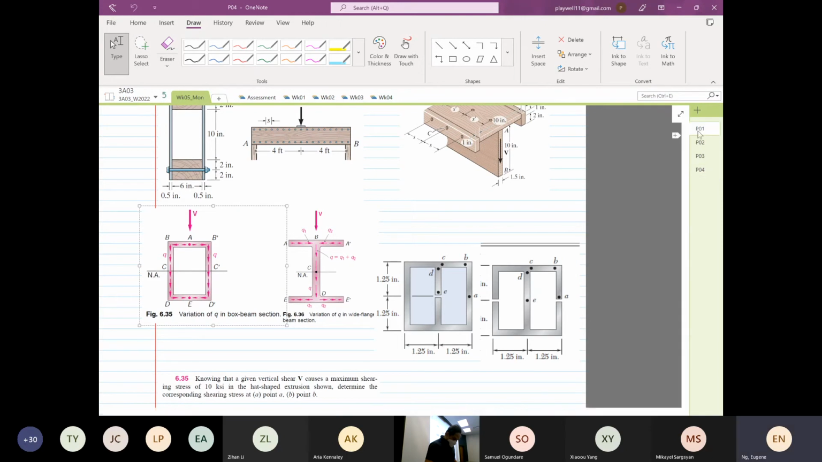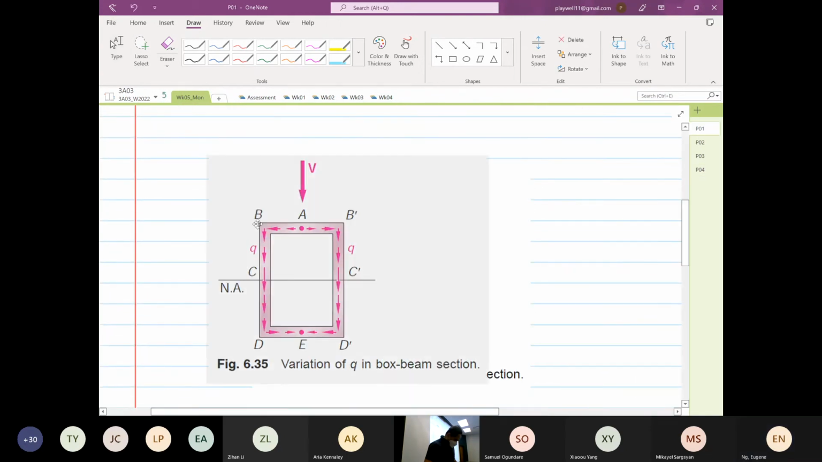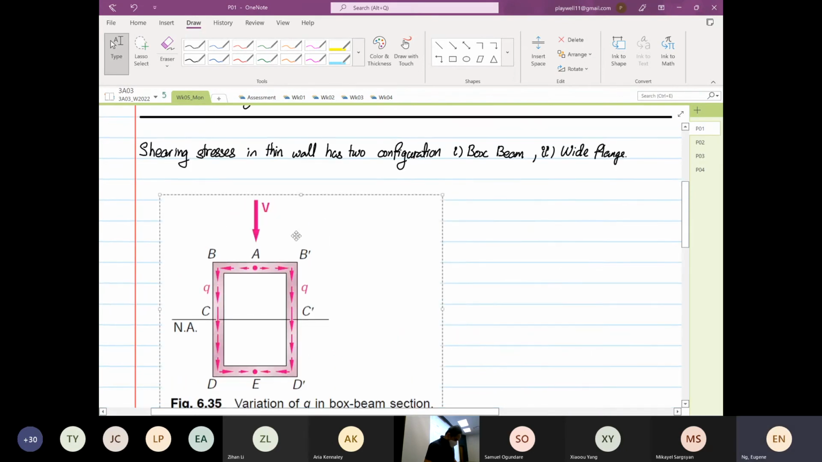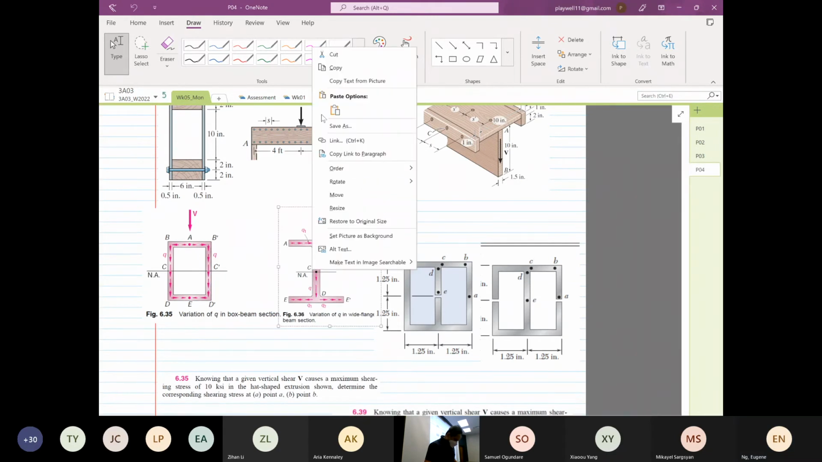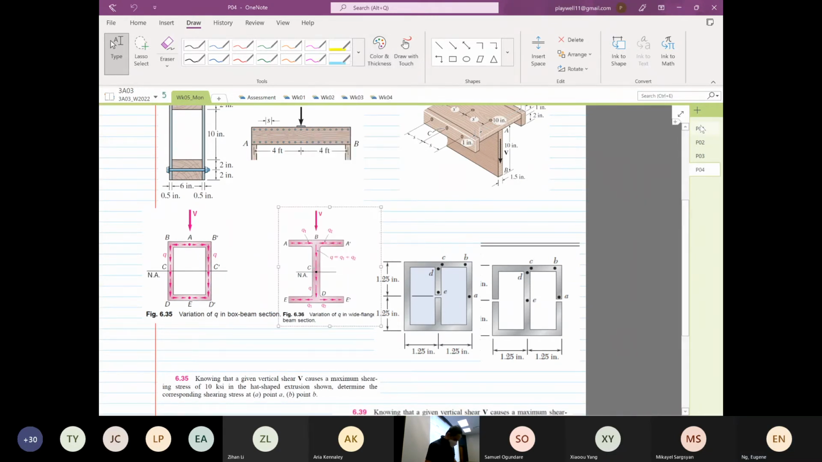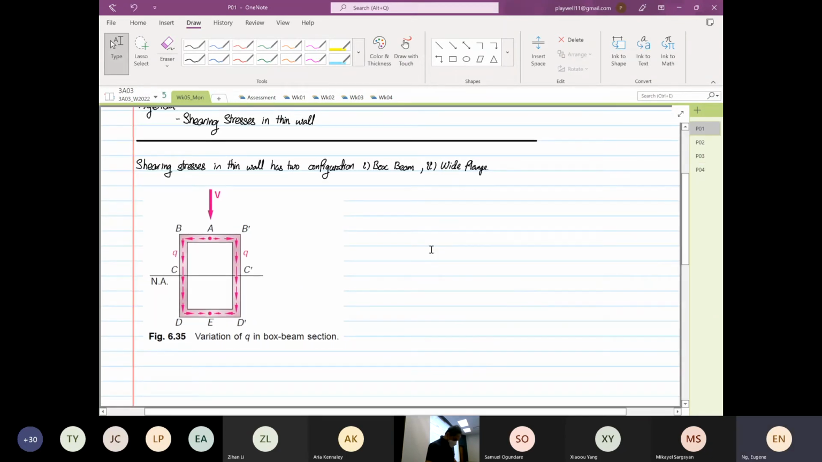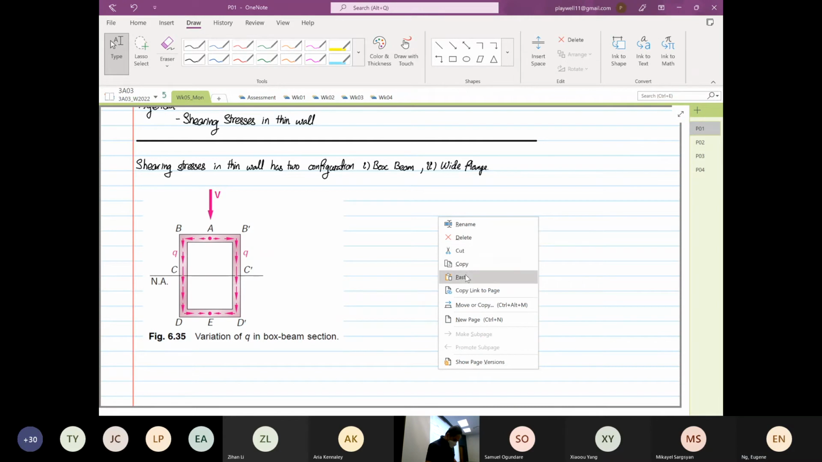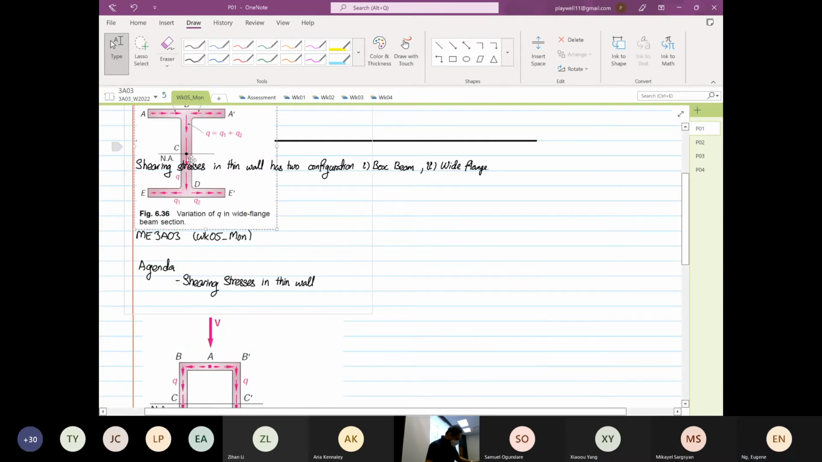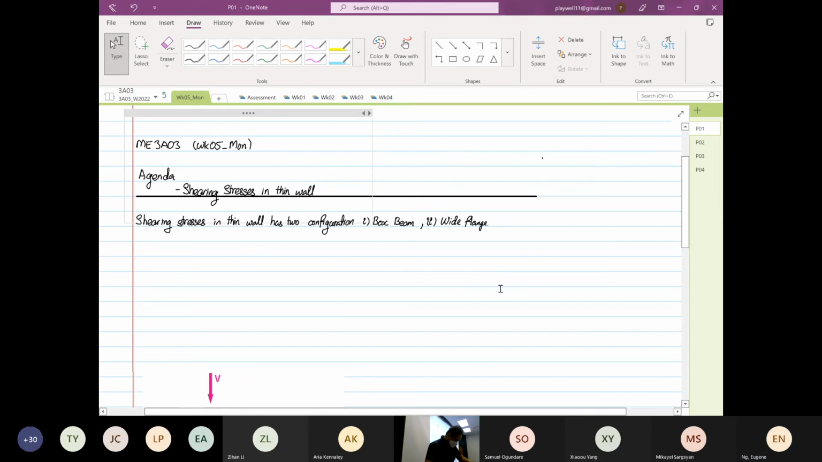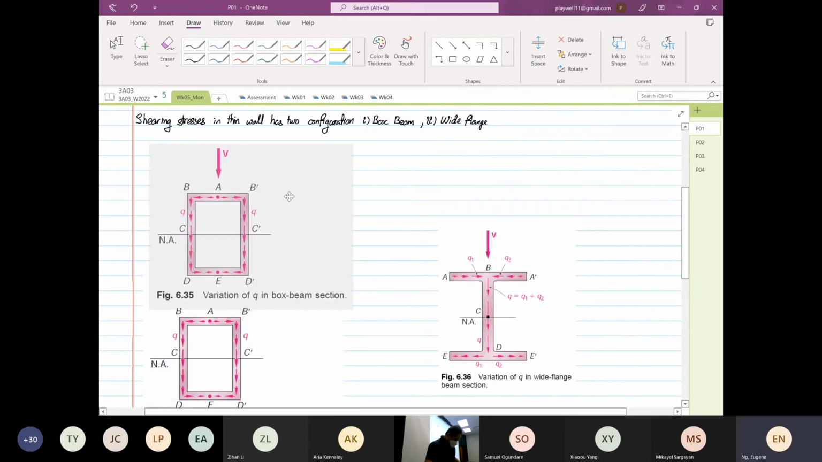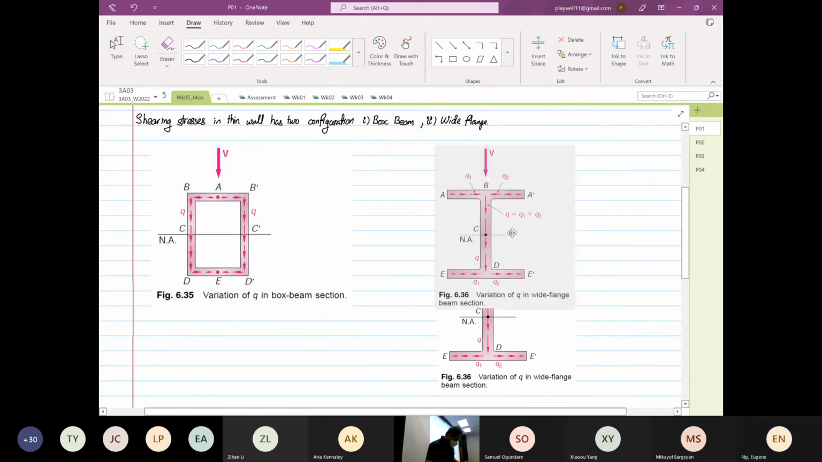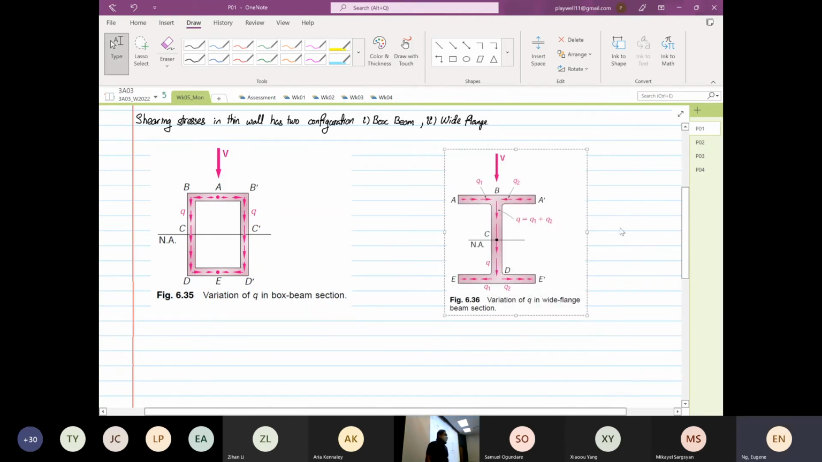Okay, so what you see first is what we call a box beam, and the next one is what we call a wide flange. So you can see it's different. So what is the difference between box beam and wide flange?